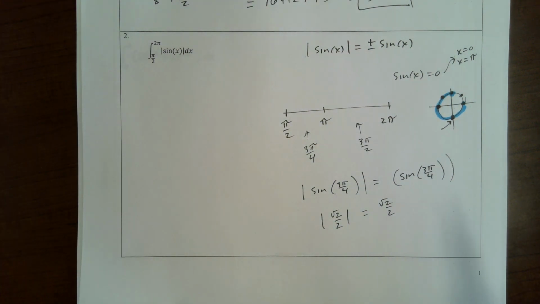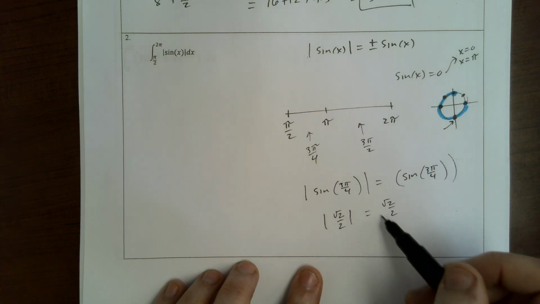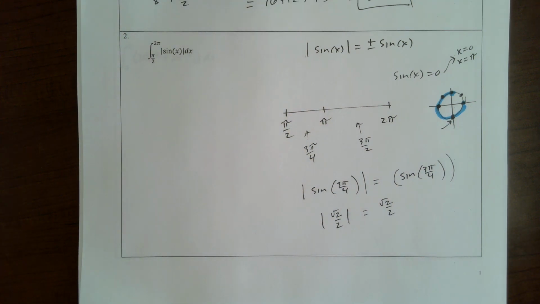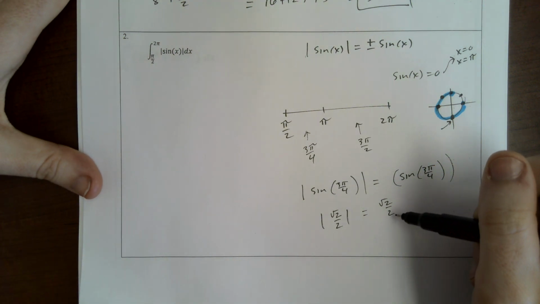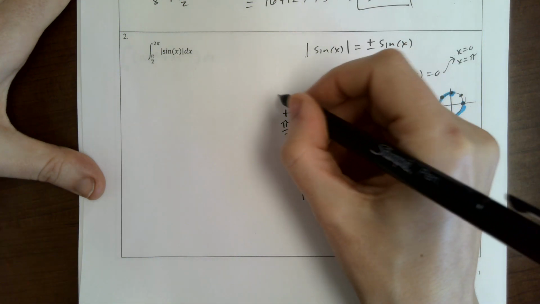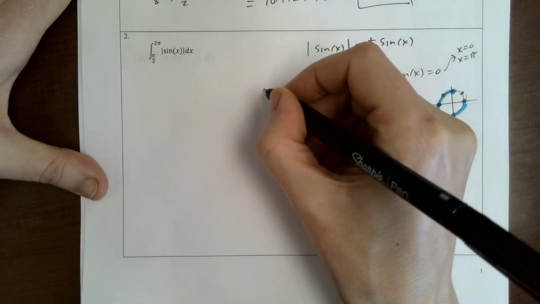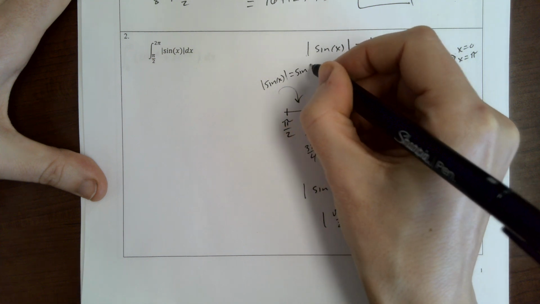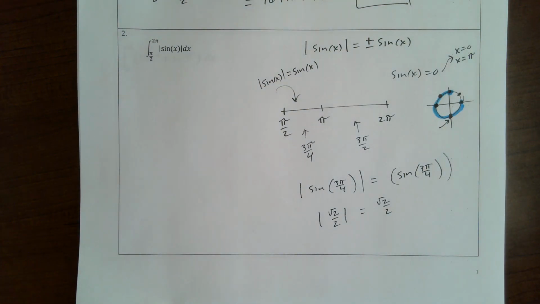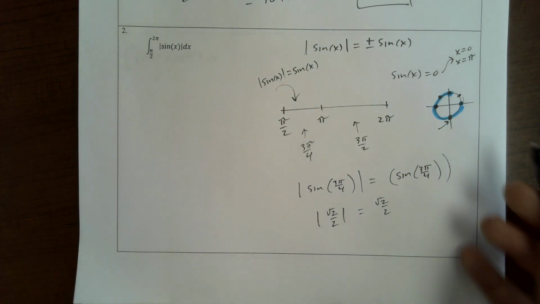So guys, you don't need the negative in order to get a positive outcome. You would only need that if you had a negative on the inside, basically. Okay, so what we just figured out is that on this interval here, the absolute value of sine is equal to sine, both positive outcomes on that interval. Okay, now let's test on this side.